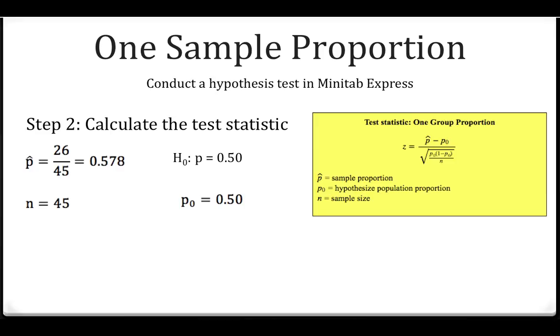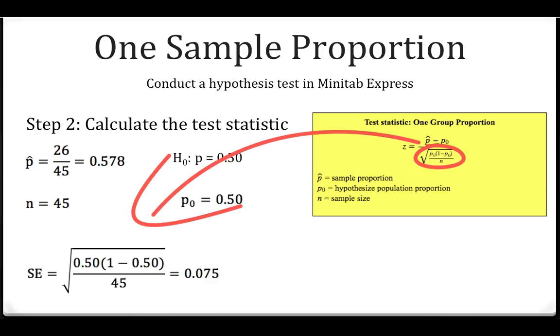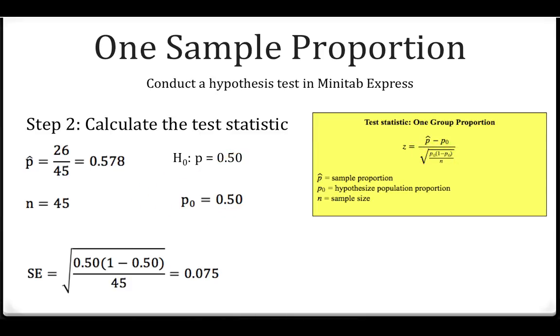Now that we have all of our values, I usually like to begin by computing the standard error. The standard error is underneath the square root symbol here in the denominator. We plug in our values and get a standard error of 0.075. Now, we find the z-test statistic by taking our observed sample proportion minus the hypothesized proportion divided by the standard error, giving us a z-test statistic of 1.040.